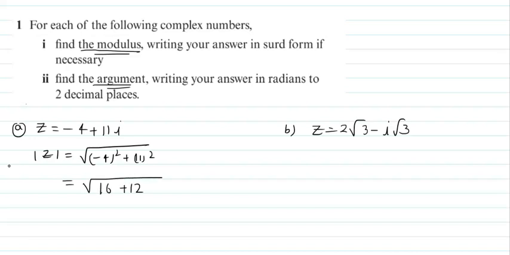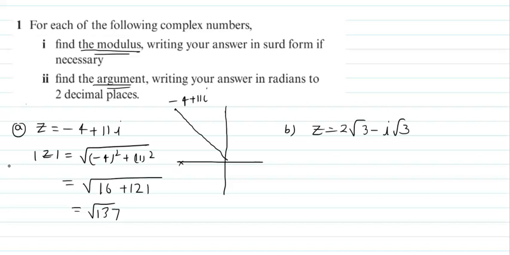11 square is 121. And if you add it, it should be 137. Okay. And if you are going to find argument z, so let's draw it. So minus 4 plus 11i, minus 4 will be here. Okay, this is your minus 4 and 11 will be here. So this should be the point here, minus 4 plus 11i. So your vector is here.